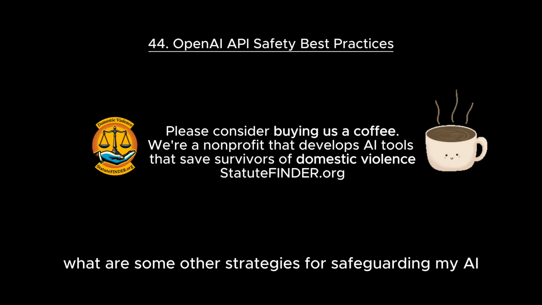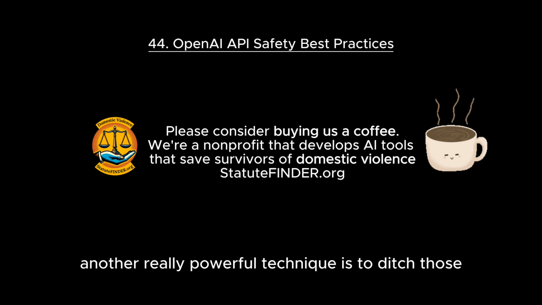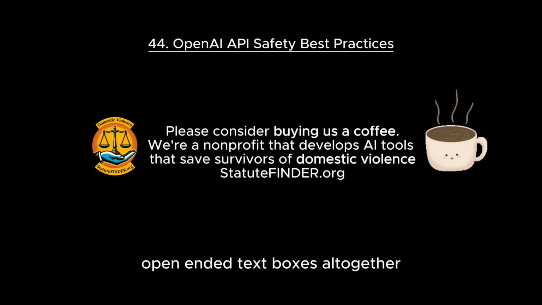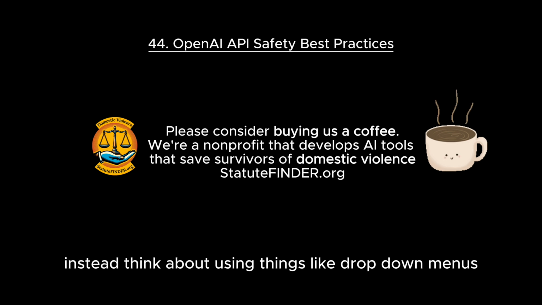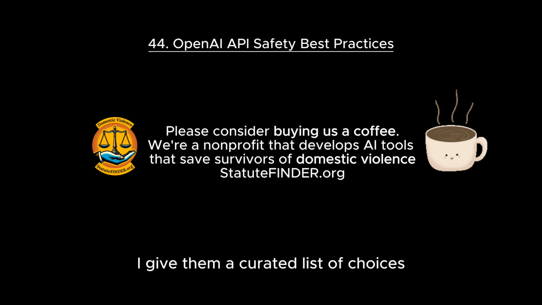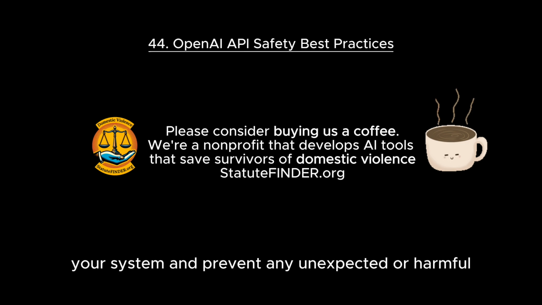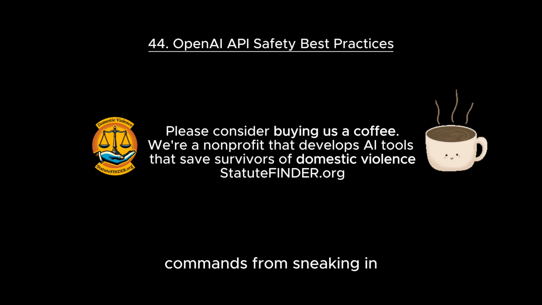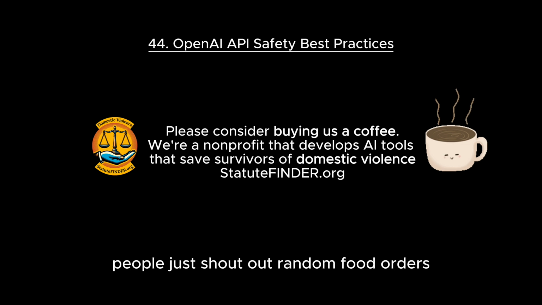I like it. So what are some other strategies for safeguarding my AI? Another really powerful technique is to ditch those open-ended text boxes altogether. Instead, think about using things like drop-down menus or predefined options. Oh, I see. So instead of letting users just type whatever they want, I give them a curated list of choices, kind of like a multiple choice quiz. Precisely. That way, you have more control over what kind of input goes into your system and prevent any unexpected or harmful commands from sneaking in. It's like offering a set menu at a restaurant instead of letting people just shout out random food orders. Way more controlled, a lot less chaos.